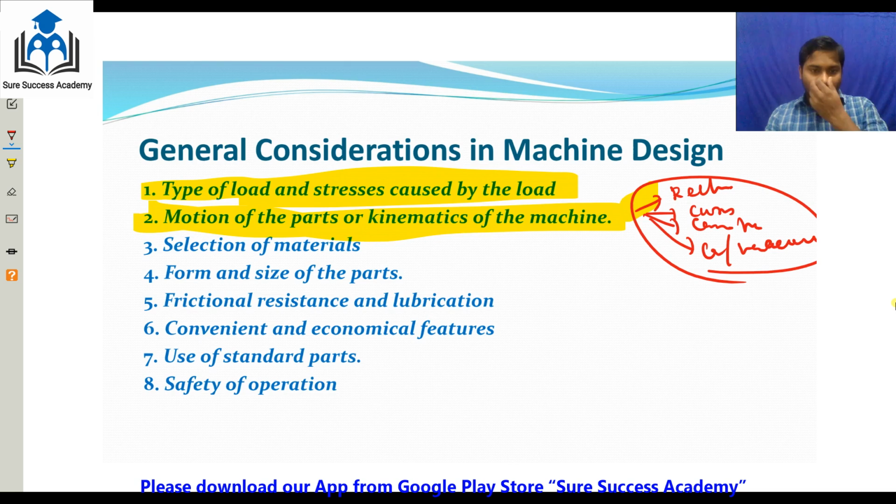Then the selection of material, this is a very important part. It is essential that a designer should have good knowledge of the properties of materials and their behavior under working conditions.